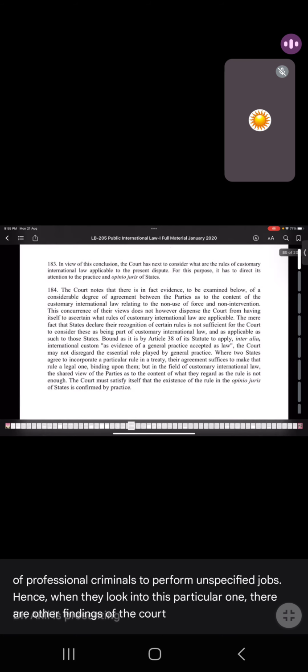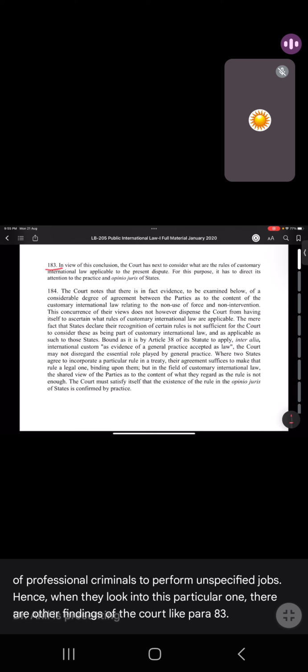And the court is concluding, on the basis of the evidence, that while expressing discouragement of indiscriminate violence against civilians, the manual considered the possible necessity of shooting civilians who attempted to leave the town, and the text was supplied to the Contras with advice on the use of professional criminals to perform unspecified jobs. Hence, when they looked into this particular one, there are other findings of the court, like para 83 and 183.